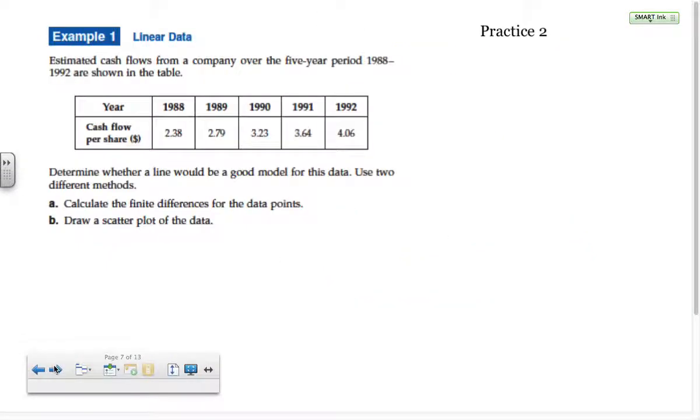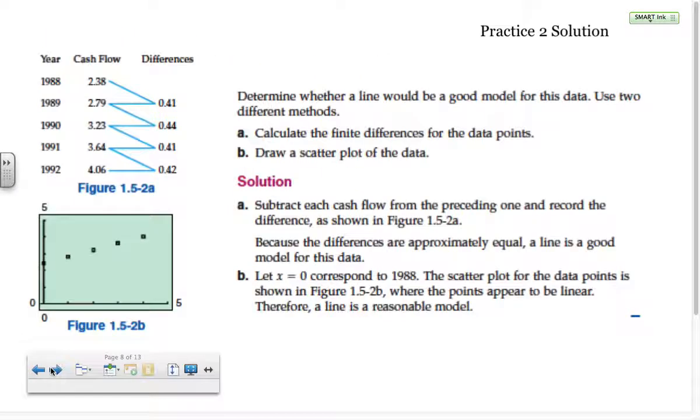So here's your practice 2, okay? Plot it on a scatter plot, find the finite differences, and talk about it a little bit. Think about what all of those numbers mean. Is it linear? What does it look like? Those kind of things. Here's your solution.